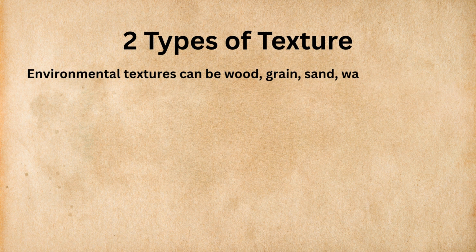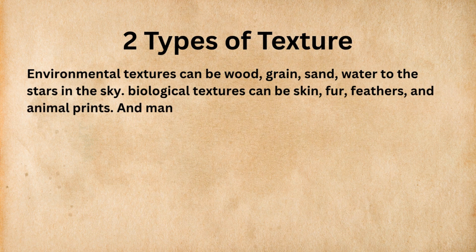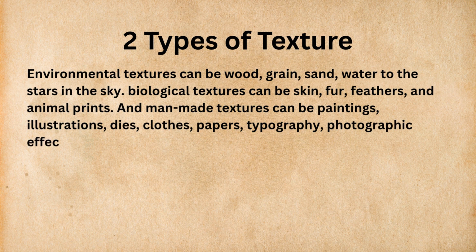Environmental textures can be wood, grain, sand, water, to the stars in the sky. Biological textures can be skin, fur, feathers, and animal prints. And man-made textures can be paintings, illustrations, dyes, clothes, papers, typography, photographic effects, etc.